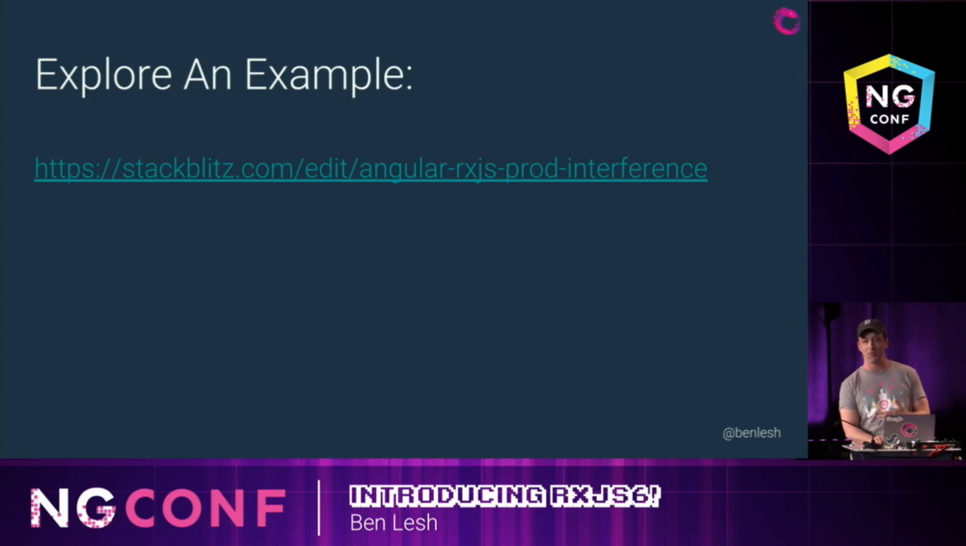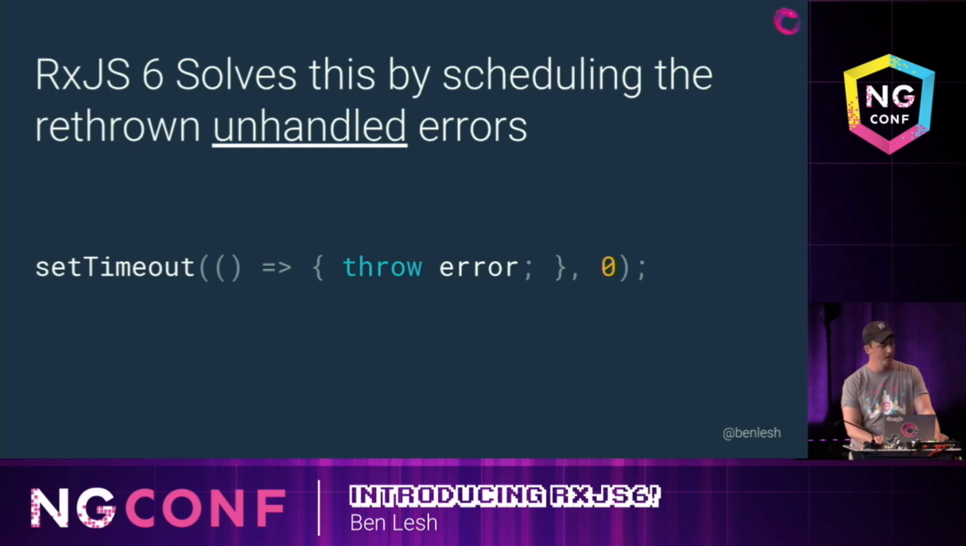So I actually have this example. You can explore it. When I get the slides out, you'll be able to just go to this StackBlitz and try it out for yourself and see what the error looks like. RxJS 6 solves this problem by scheduling the unhandled errors to be rethrown in a setTimeout, just like this. The lingo for this is called hostReportError.